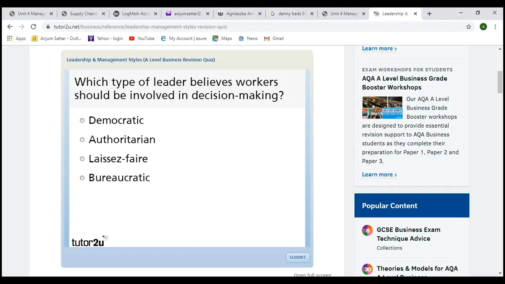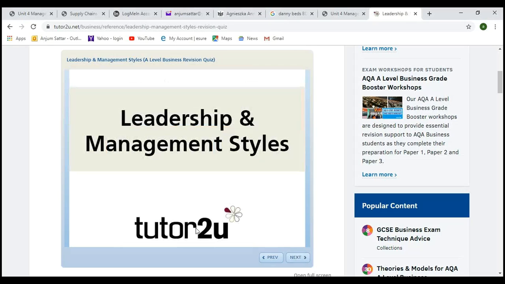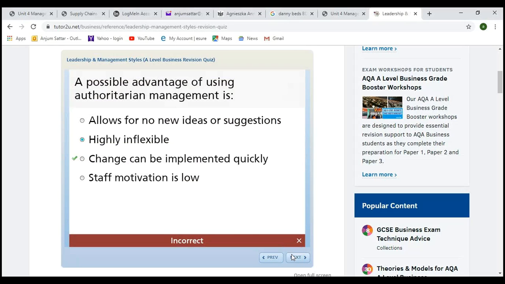What type of leaders believe the workers should be involved in decision making? Democratic, or is it? Democratic, yeah. Okay. Yes, correct. So good, you guys did well overall.